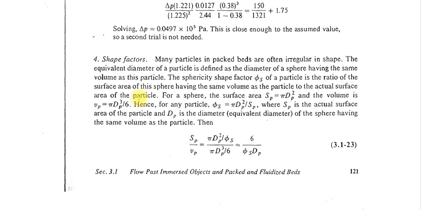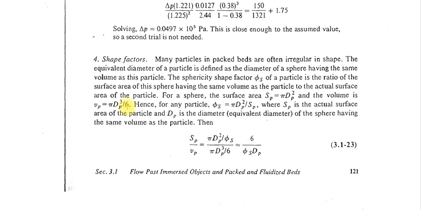So suppose the volume of the particle is Vp. You can calculate the volume by the water displacement method or fluid displacement method. So once you know the volume of the particle, you can calculate the diameter if that volume is equivalent to the volume of a sphere. So the formula for the volume of a sphere is pi d cube by 6.